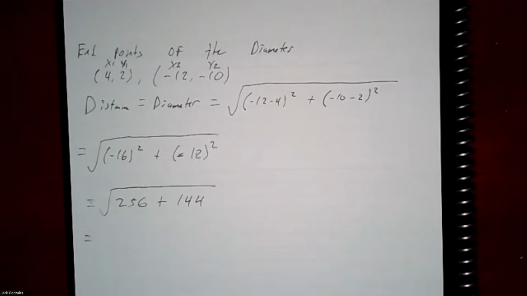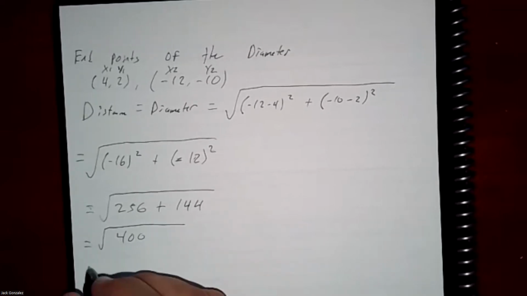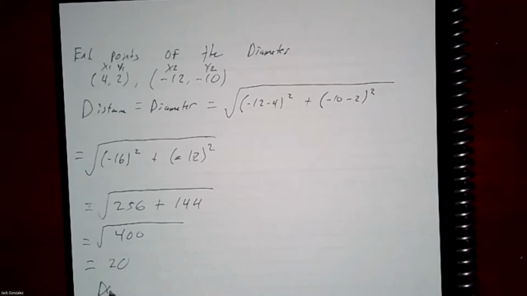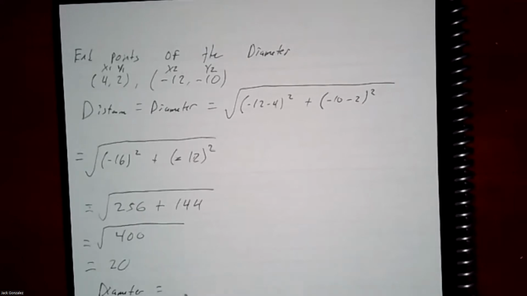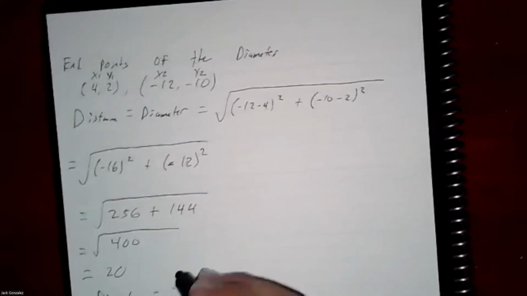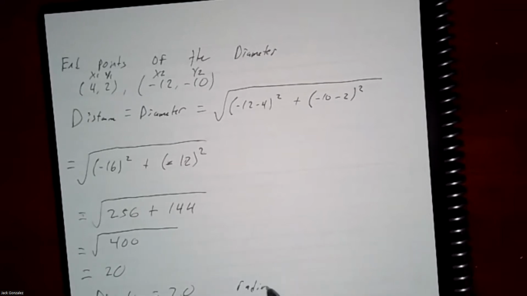All right, add these together. Square root of 400. I think that's 20, right? Yeah. Okay, so the distance is 20. So diameter is 20. Radius 10. Yeah, it's 10. Oops, 20. Diameter is 20, radius is 10. Radius is 10.